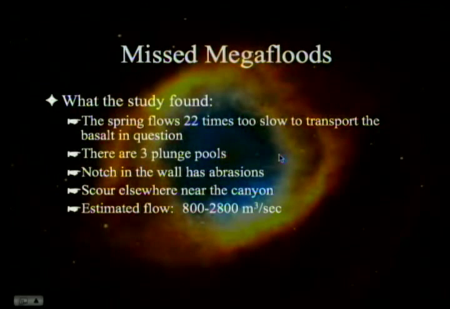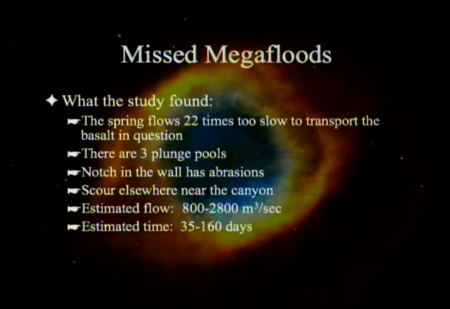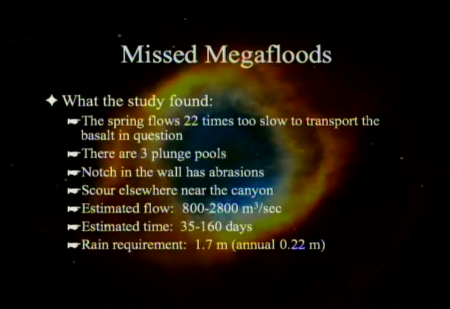The estimated flow is 800 to 2,800 cubic meters per second. That's a lot of water. The estimated time is somewhere between 35 and 160 days. The rain requirement to make that work is 1.7 meters. And this is in an area where the average annual precipitation is 22 centimeters annually.